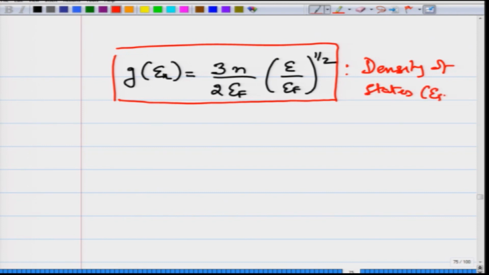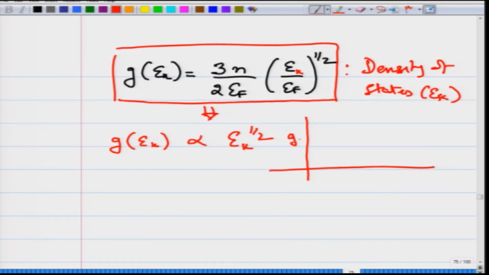You can see this is the density of states at any energy E_k. What is important to note from here is that the density of states is proportional to E_k raised to half, which means that the density of states G(E) as a function of E will be going as E raised to half. In a 3-dimensional metal, the density of states changes as the square root of the energy.